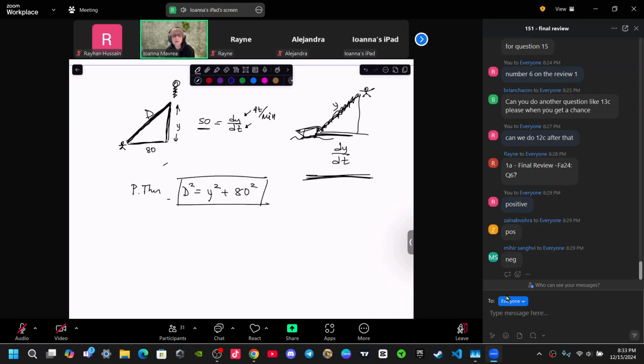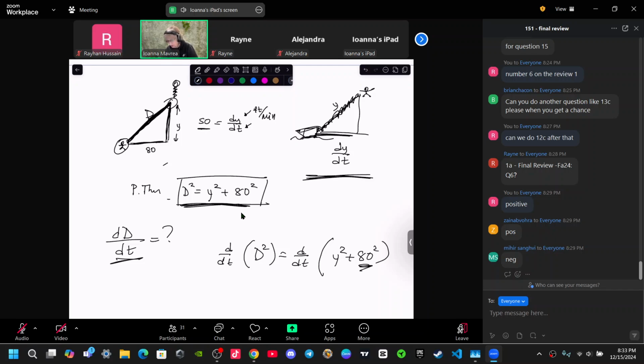So now they're asking you what rate is the distance between the person and the balloon changing. So they're asking for the rate of change of D. Here's the person and here's the balloon. So they're asking for dD/dt. So you have this equation. So what are you going to do? Take the derivatives with what? With respect to t, to time. So the derivative with respect to t of the left side is equal to the derivative with respect to t of the right side.